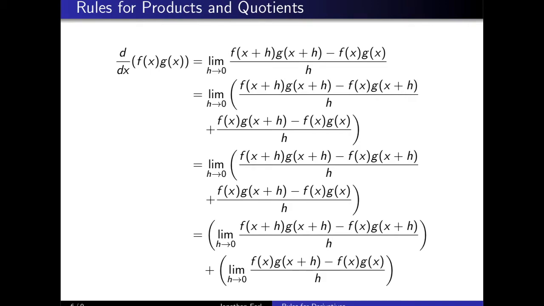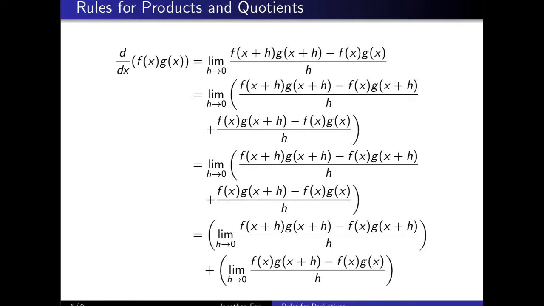And now what I'm going to do is I'm going to cleverly add and subtract a quantity that it's probably not obvious at all why I'm inserting. So I'm going to add and subtract f of x times g of x plus h. So remember that whatever we do to our expression, we have to leave the whole thing unchanged. So what we've done here is added 0. I've added and subtracted the same thing. I haven't changed anything.